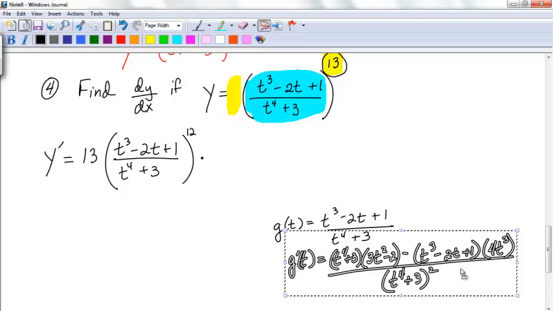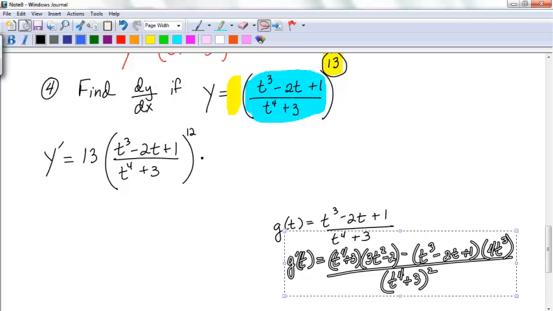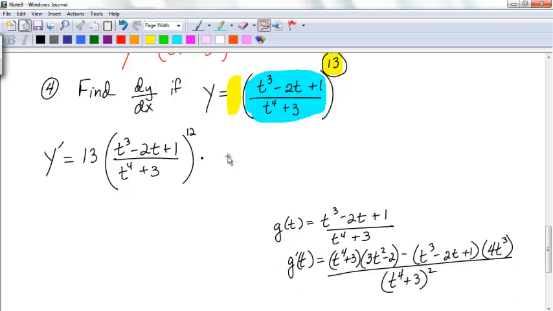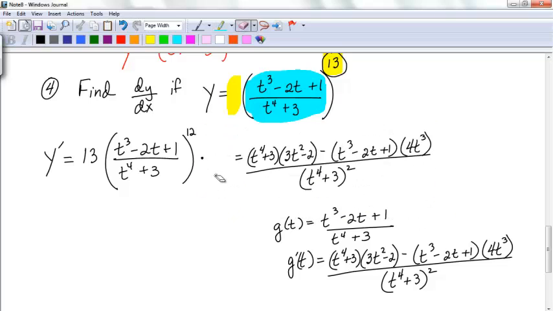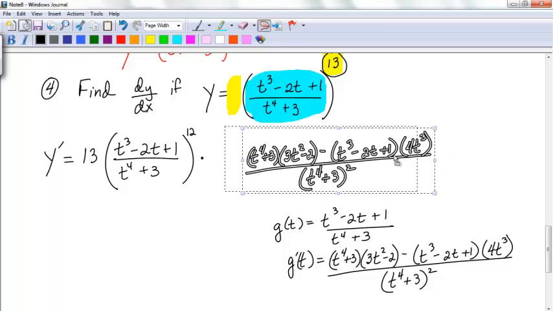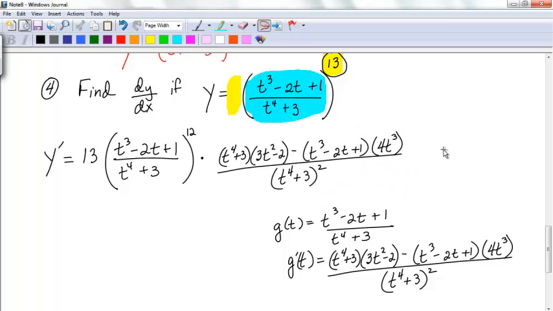Oh, wait a minute, I need to copy it. And that goes back up here, except I need to erase part of it. The advantage of a tablet. Okay.